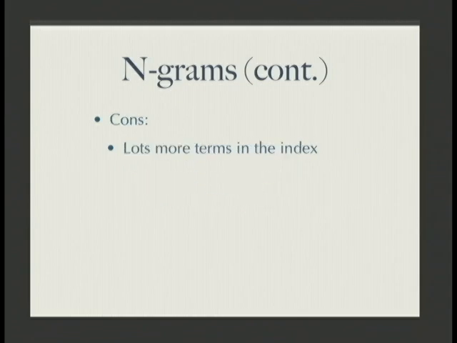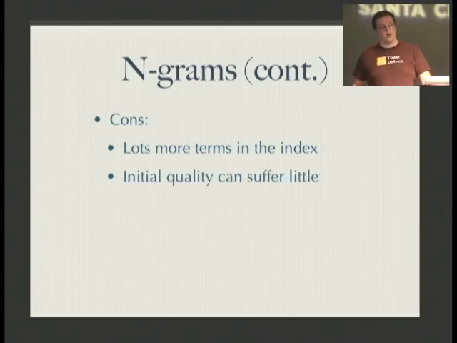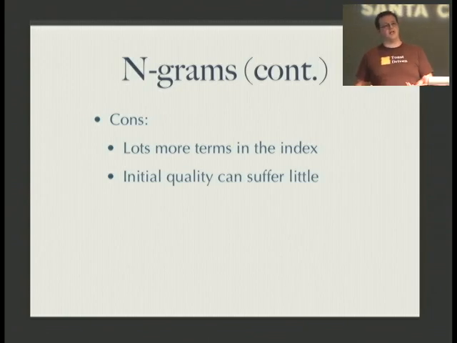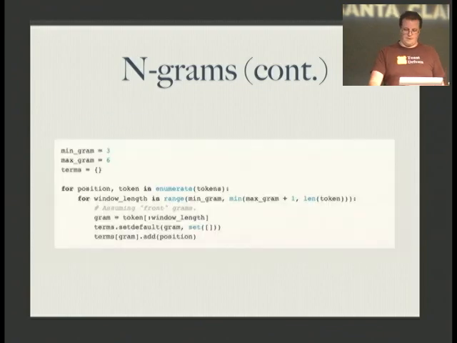Cons are that when you use n-grams or edge n-grams, you generate a lot more terms. And as a result, storing all those terms can be kind of a problem, or at least it bloats up on space. And initial quality of search can suffer a little bit because now you're dealing with fragments and something that you may not have meant to have matched now matches.